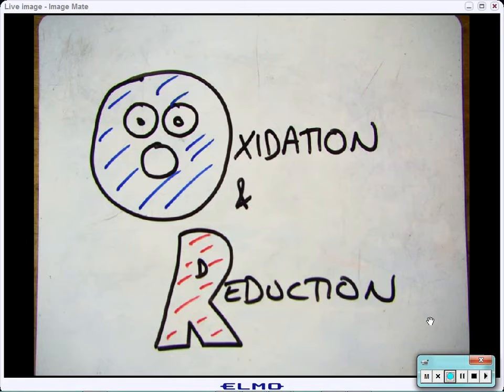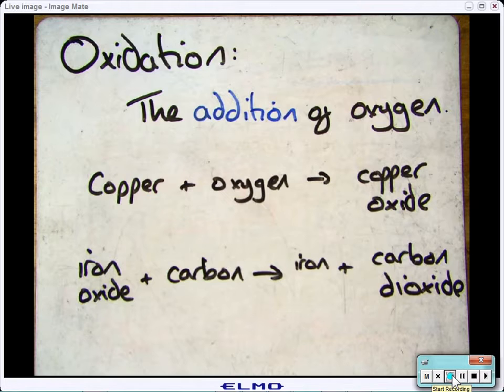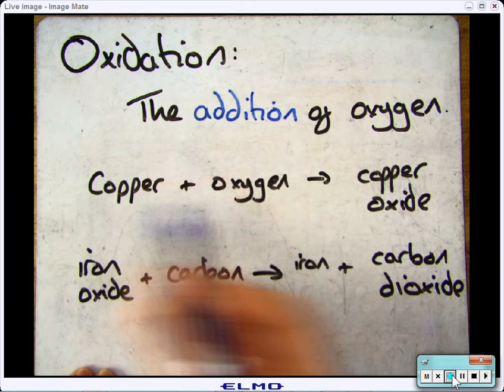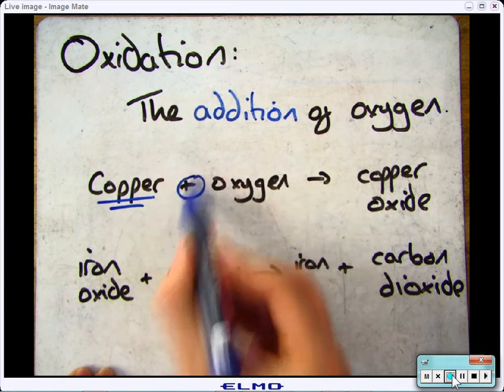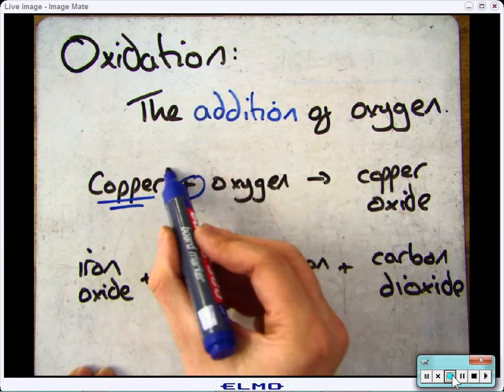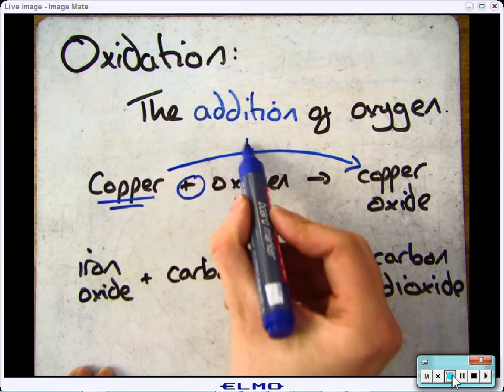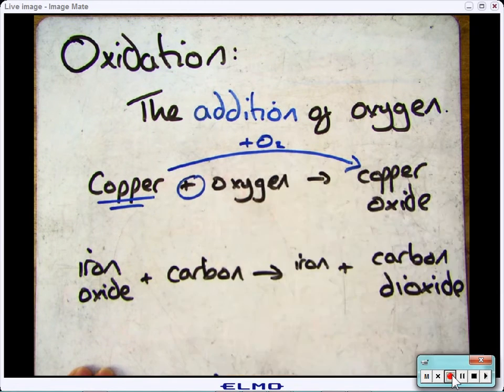This video is going to have a look at both oxidation and reduction and what both those terms mean. Oxidation is simply the addition of oxygen. So any element that has oxygen added to it becomes oxidized. So for example here, the copper has become oxidized because we are adding oxygen to it. So the copper between there and there has added oxygen.